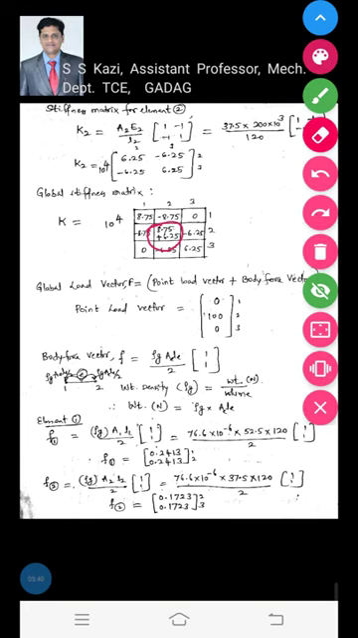You just add it, and whichever entry is blank, you just write it as 0. This is how we got the global stiffness matrix. Now next, you find the global load vector.